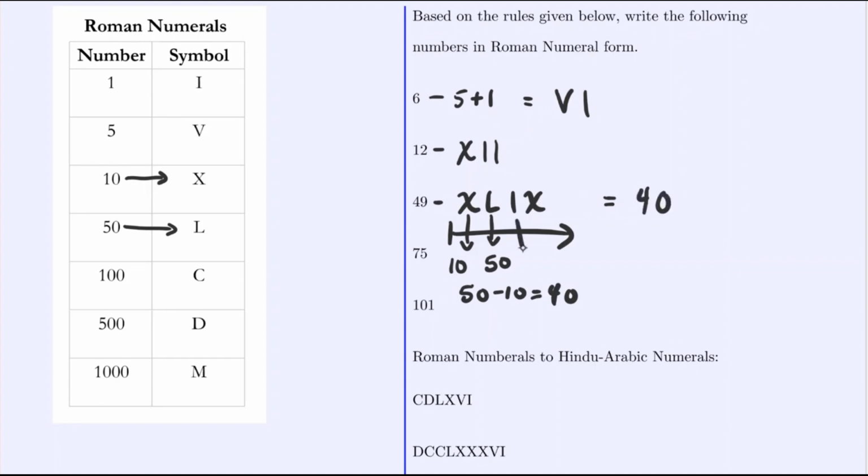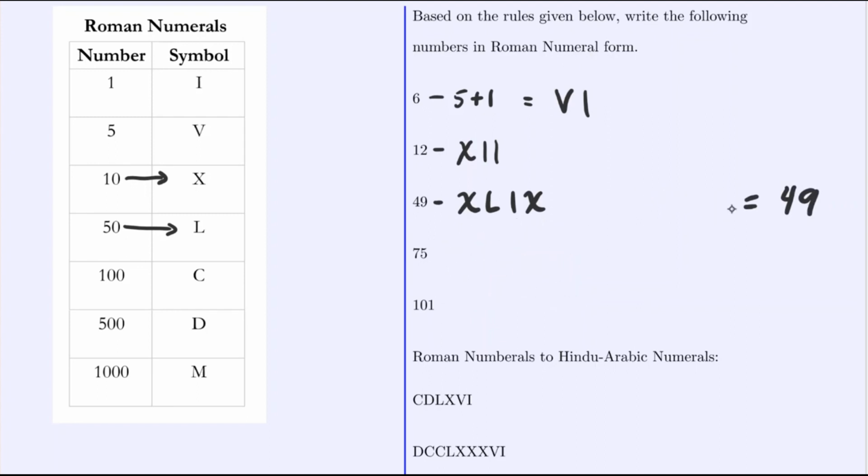Keep reading. This is the symbol for 1. This is the symbol for 10. Again, we've got this out of order, which means we are subtracting them. So it's 10 minus 1, which would give us plus 9. Add that all together and we get 49. So this is a translation that used the subtractive feature twice.